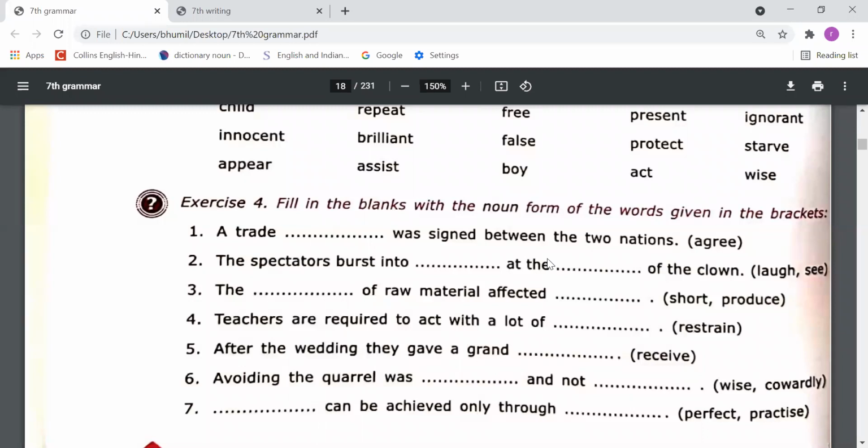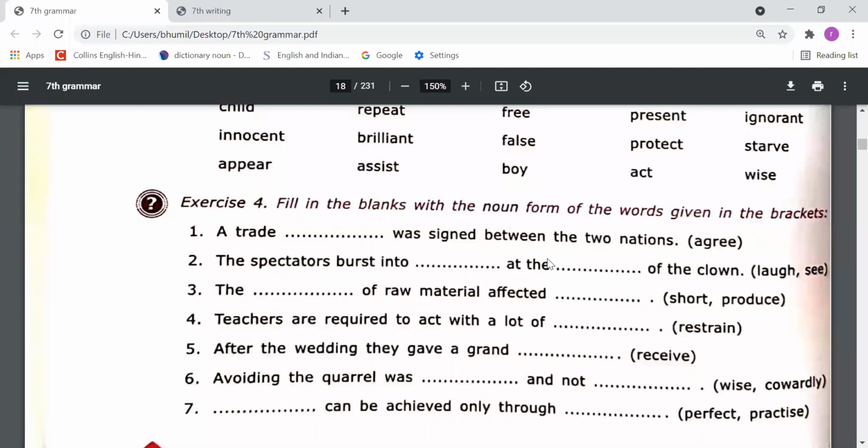Like see the first example: a trade blank was signed between the two nations. So the word agree is there, but we can't fill the word agree here because that is not suitable. So basically we need to fill in an abstract noun here. Which abstract noun will come? We need to make it from the word agree. So we can mention here: a trade agreement was signed between the two nations. Agreement we have made from the word agree.